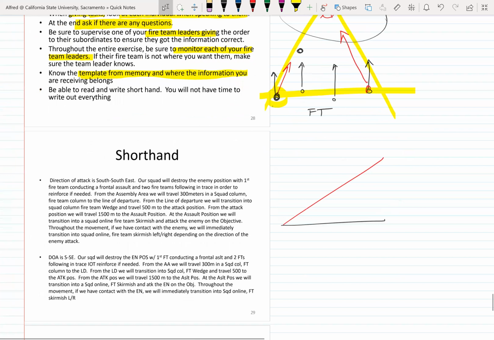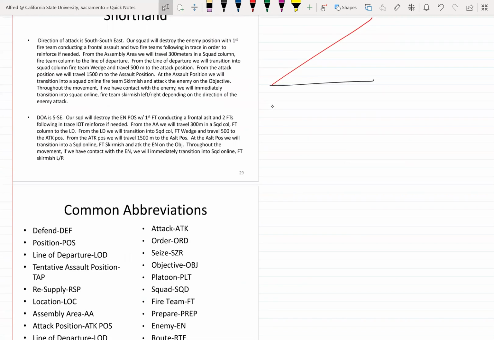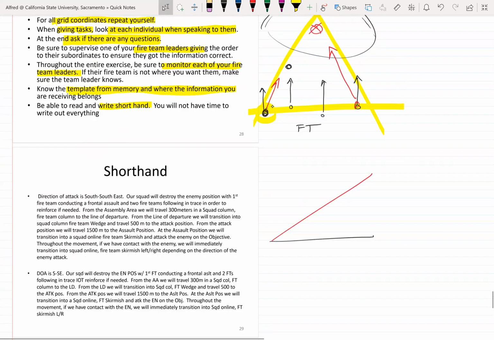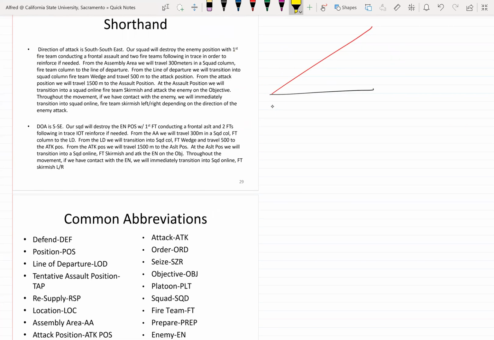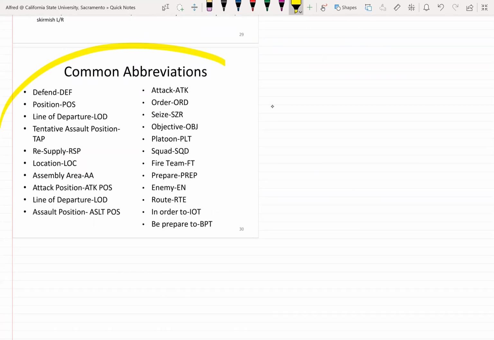And if you can do shorthand, that also helps. Personally I don't like shorthand that much. I like drawing diagrams. I draw diagrams whenever I can. But it looks kind of like this, where everything gets smaller. Fire team goes smaller. Instead of writing meters, you just put M. Squad column becomes COL. Here are abbreviations, so you can abbreviate everything to make it easier for yourself.